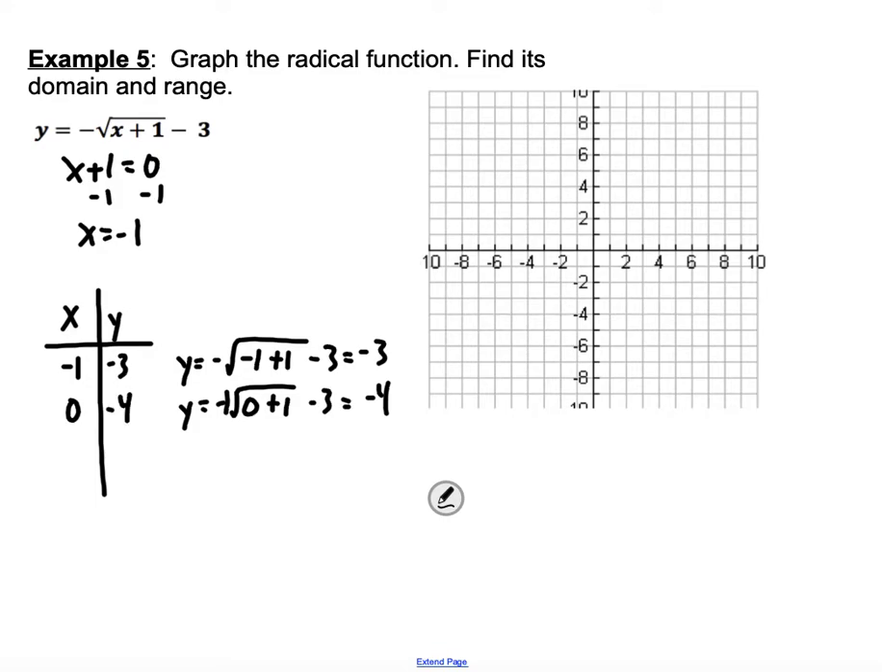Pick something larger than 0. So again, I'm thinking in terms of what I can find the square root of. So I'm thinking I need 4 inside there, so if I put 3 in there, 3 plus 1 will give me 4. So 3 plus 1 is 4. Square root of 4 is 2. 2 times that negative 1 there on the outside is a negative 2. And negative 2 minus 3, there's a negative 5. So let's plot them.